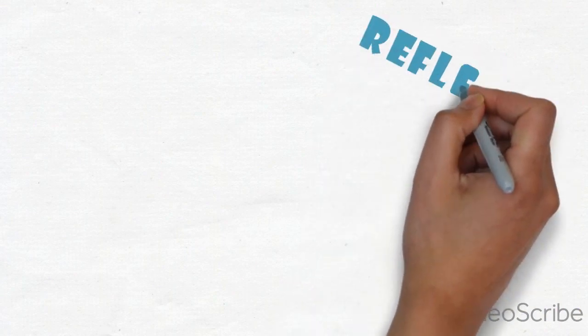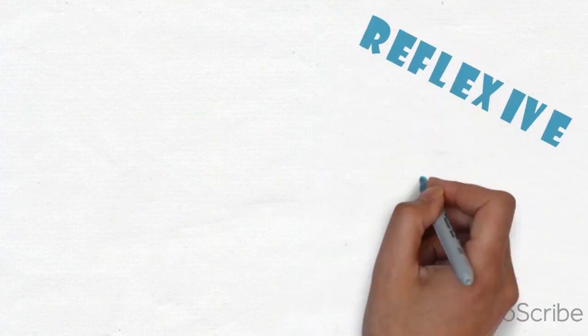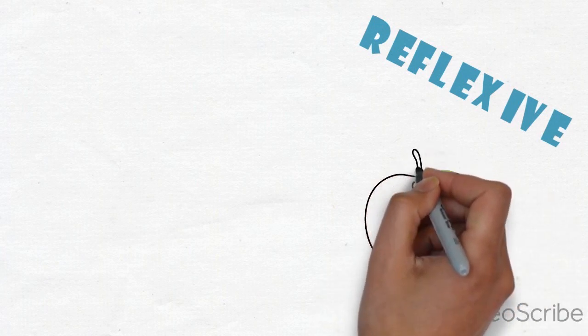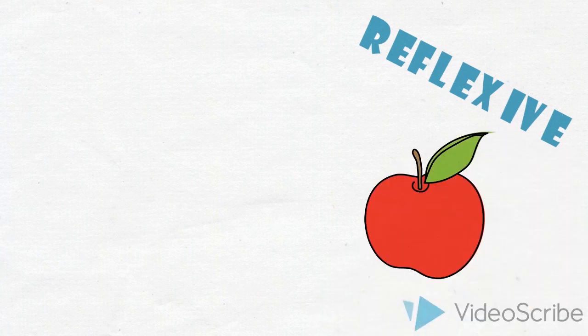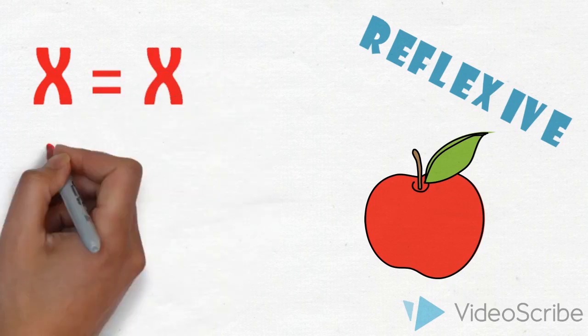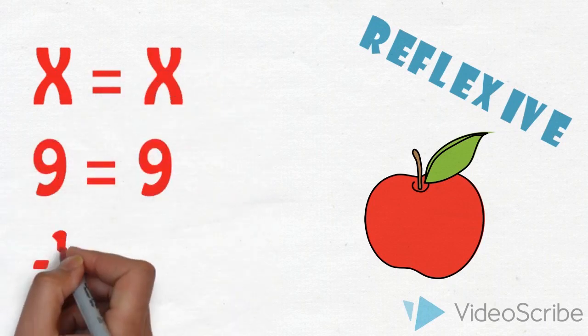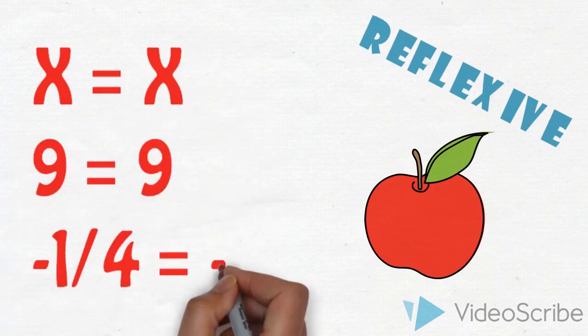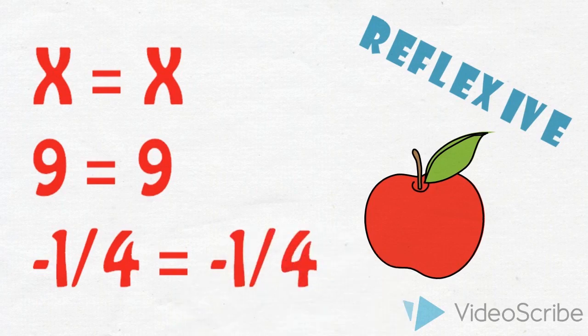In the case of the equality properties, the first one we can find is the reflexive property, which says that any real number is equal to itself. For example, in the next cases, x equals x, 9 equals 9, and minus 1 quarter equals minus 1 quarter.